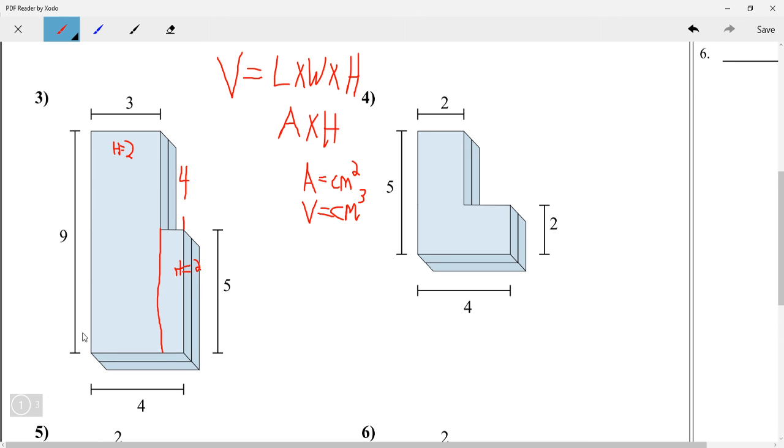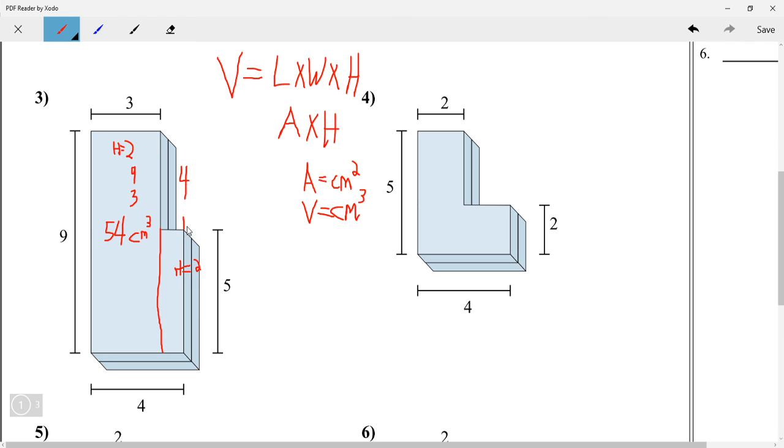Height equals 2. Now we're doing, this one is 9, the other two dimensions are 9 and 3. Doesn't matter which one you want to call length, which one you want to call width. But we have to multiply all three of these numbers together. 2 times 9 is 18. 18 times 3 equals 54, because it would be the same as 9 times 6. Right, so centimeters cubed.